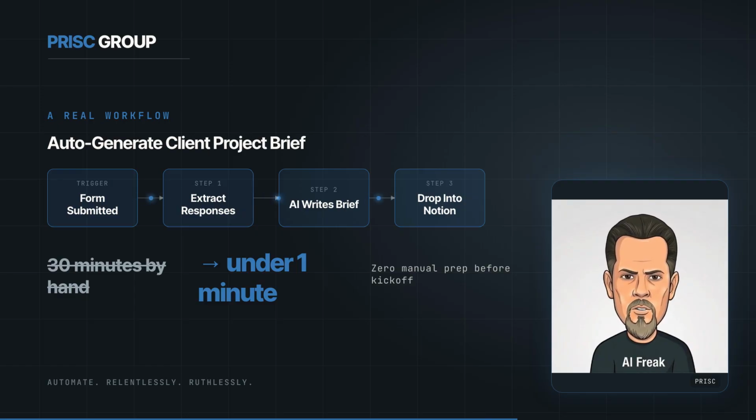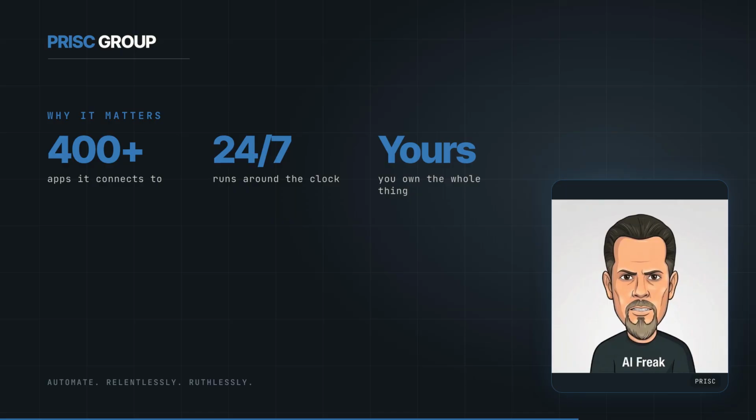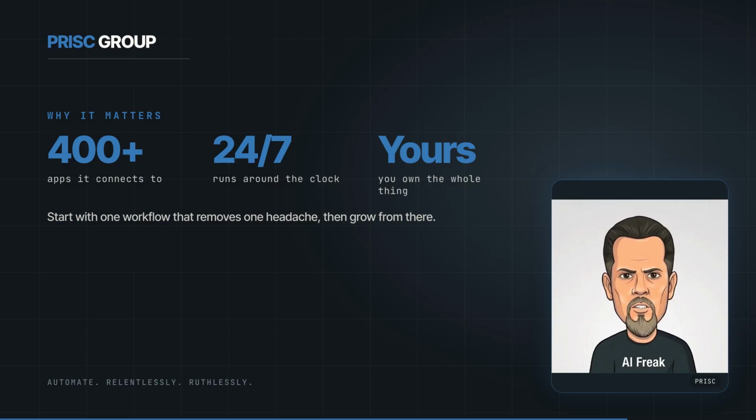What used to take 30 minutes of reading, thinking, and typing now happens in under a minute without anyone touching it. n8n connects to hundreds of apps and tools your business already runs on. It works around the clock, not just during business hours. And because you host it yourself or on n8n's own cloud, you own the workflow and the data. You do not need to build dozens of automations at once. Start with one. Pick the one that causes the most friction every single week and remove it.